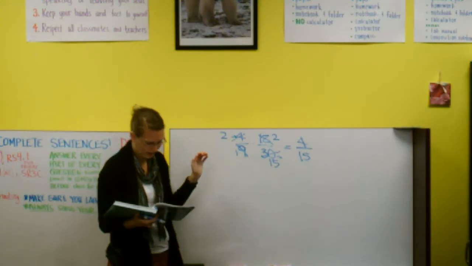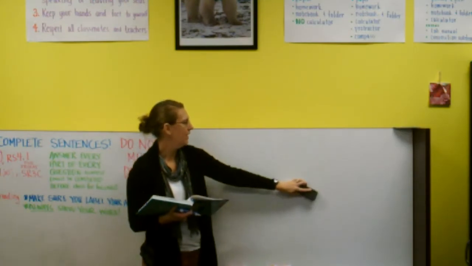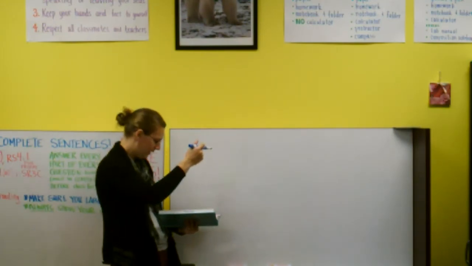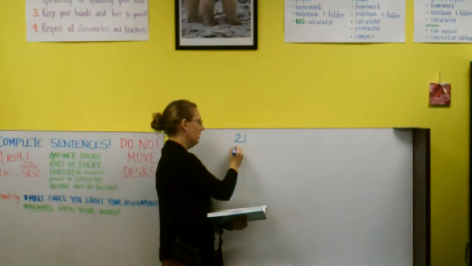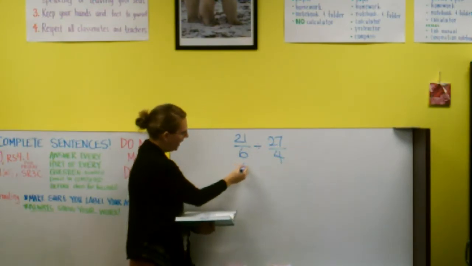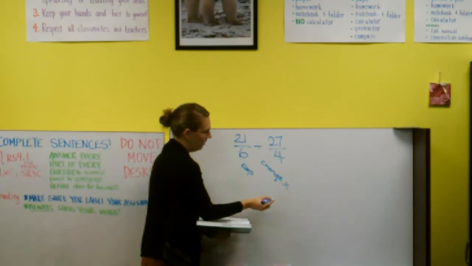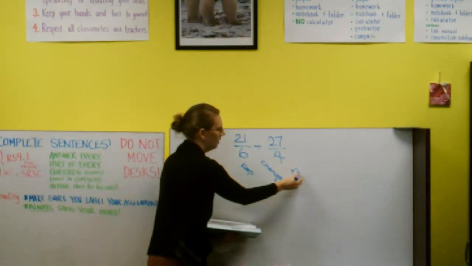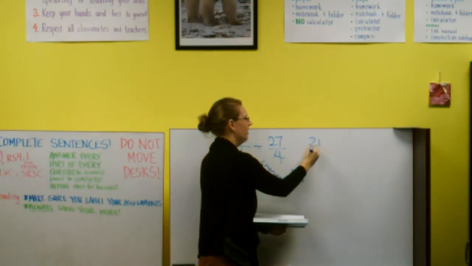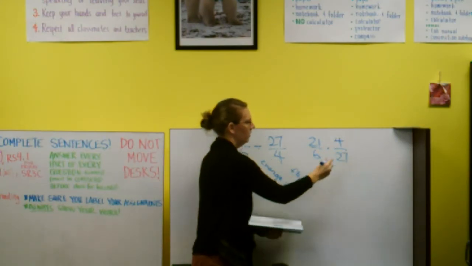Next one is dividing fractions. I think somebody in here has already said it. We do KCF: keep, change, flip. So if you've got 21 over 6 divided by 27 over 4, we're going to keep the first one, change the sign to multiplication, and flip the second one. So this will turn into 21 over 6 times 4 over 27.